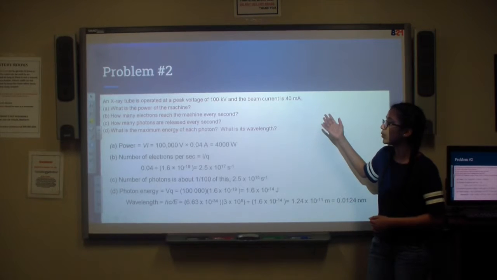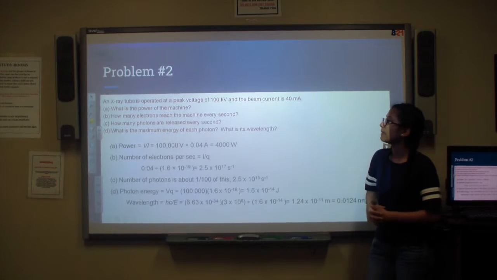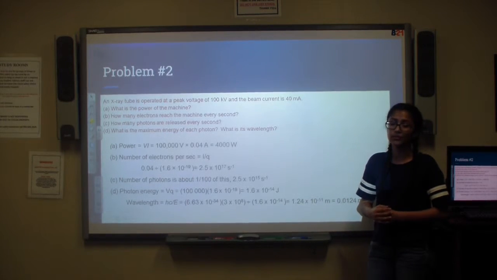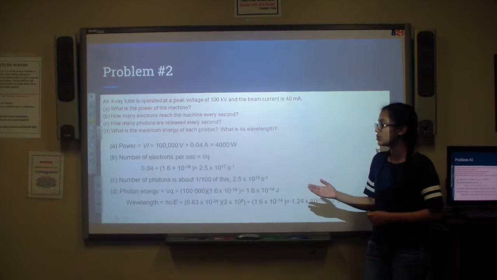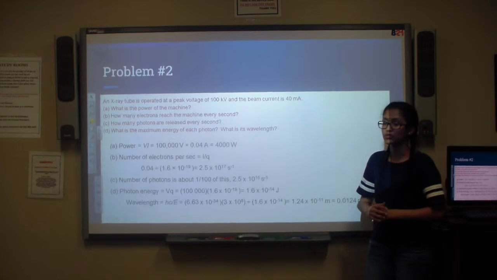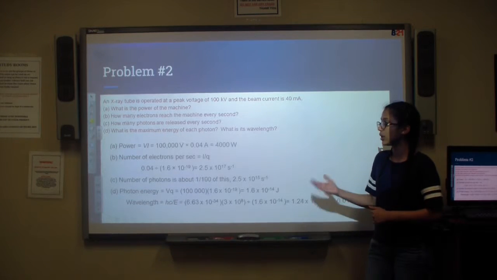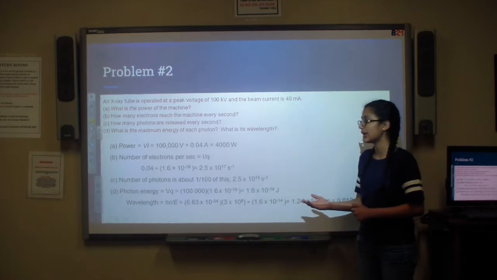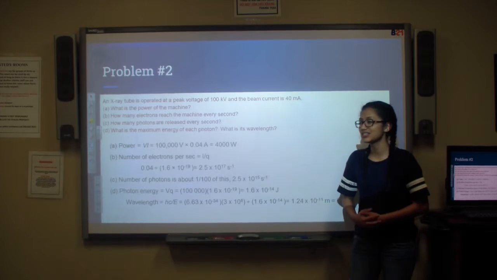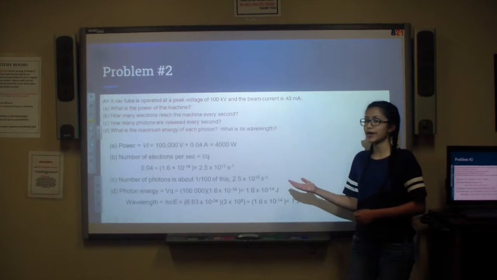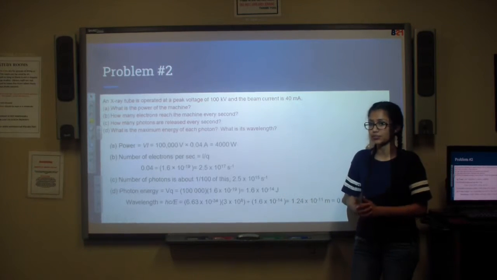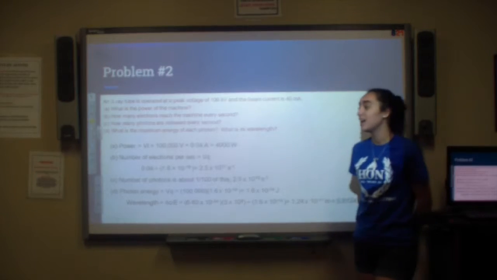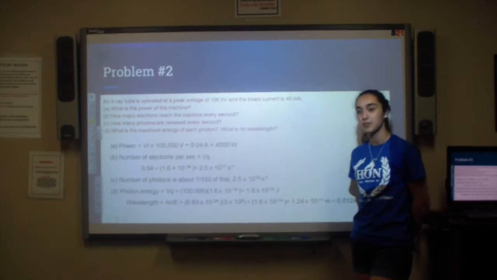So from the problem, we know that the total charge of the X-ray tube is 40 milliamps, which translates to 0.04 amps. And you divide that by the individual charge of an electron, which is 1.6 times 10 to the negative 19. So when you compute this, you get the answer of 2.5 times 10 to the 17 electrons per second. Now we're going to find how many photons are released every second.